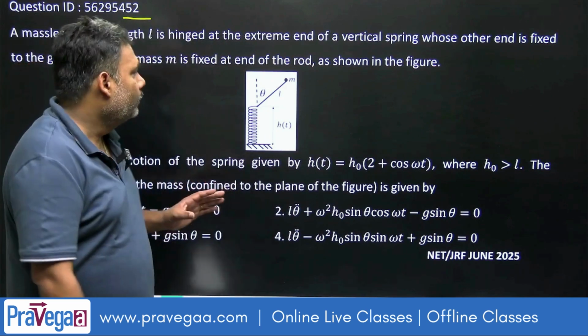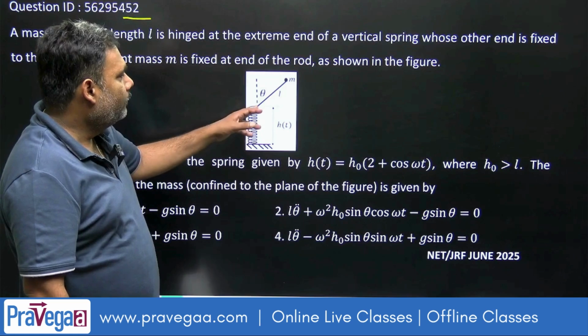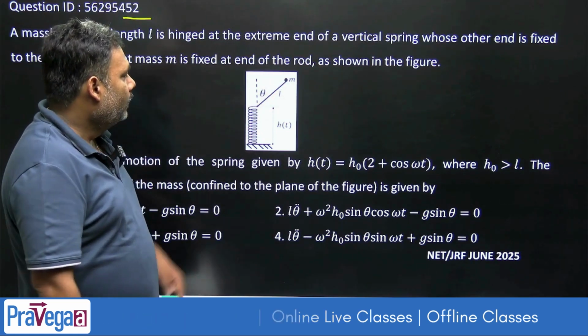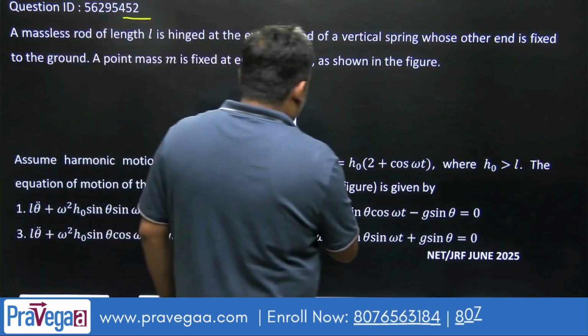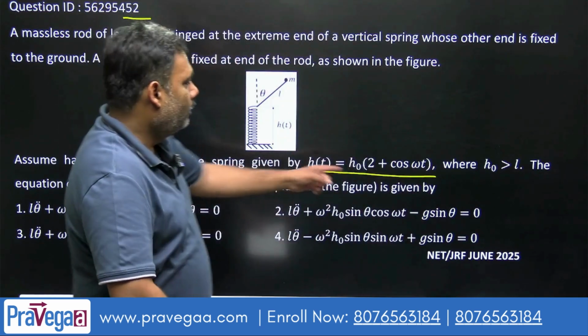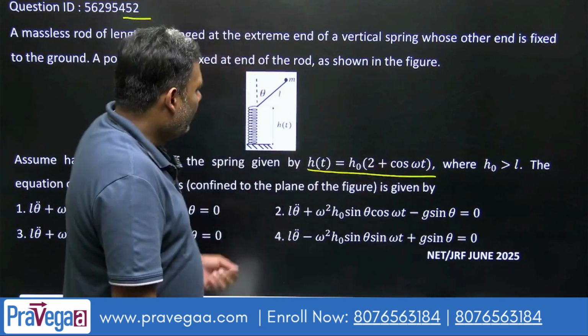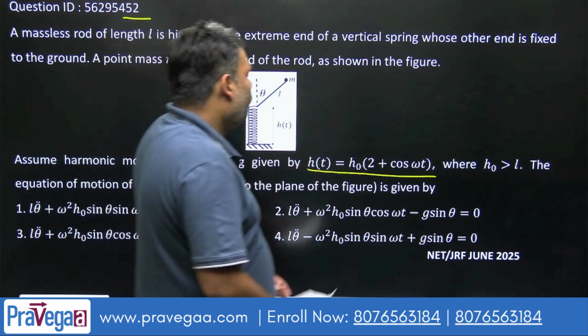So what is the system? There is a spring in a vertical direction, and at the end of the spring a pendulum is mounted. The spring is moving as a function of time, and the height is given by h0(2 + cos ωt), where h0 is greater than L, and we have to write the equation of motion.